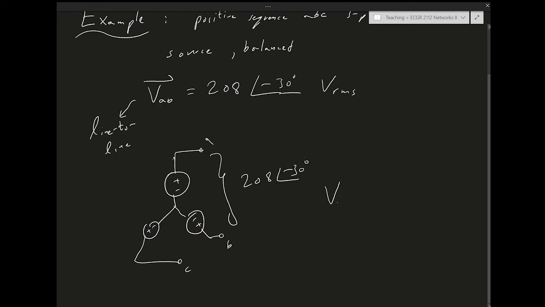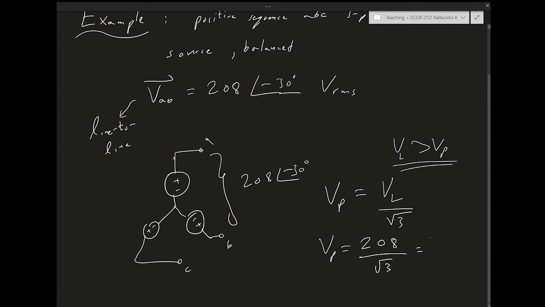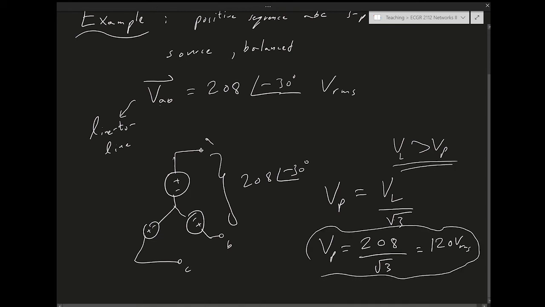So what would the phase voltage be? The phase voltage, we said, is just the line voltage over square root of 3. So we established that relationship between the phase voltage and the line voltage. The line-to-line voltage is typically larger than the phase voltage by a factor of square root of 3. So the phase voltage in this case is going to be 208 over square root of 3. Oh, this is RMS, yeah? It is 120 volts RMS. Okay. So 120 is familiar, right? 120 is the RMS voltage from the wall outlet.